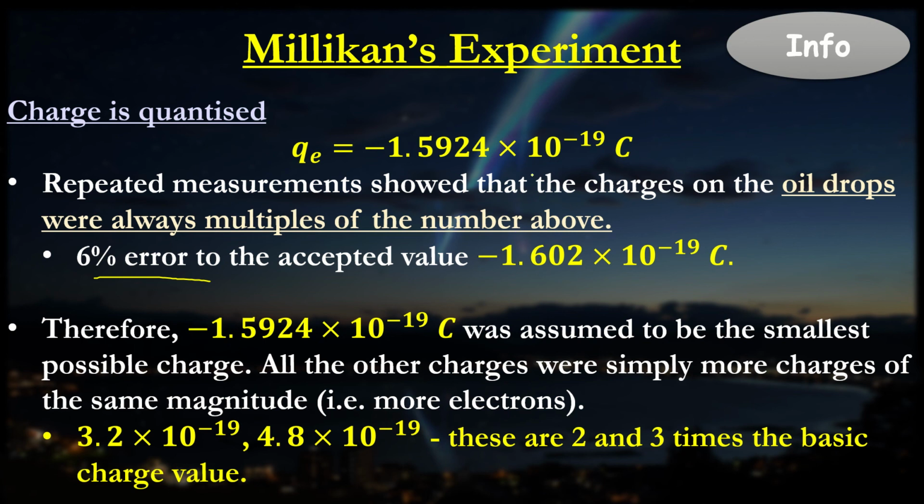But as we can see, most of the values are just multiples of this value. So the end conclusion gave us the value of the charge on an electron, and any other charge we see was simply more charges of the same magnitude. So 3.2 would be 2 times the charge, 4.8, 3 times the charge of what he originally had, or what we now know today.